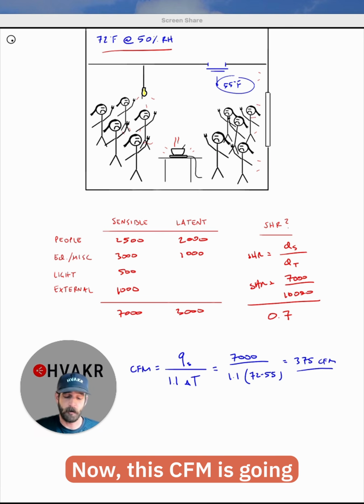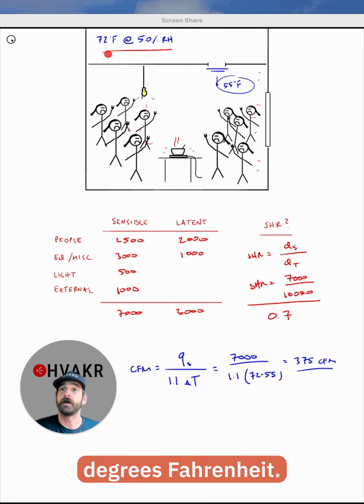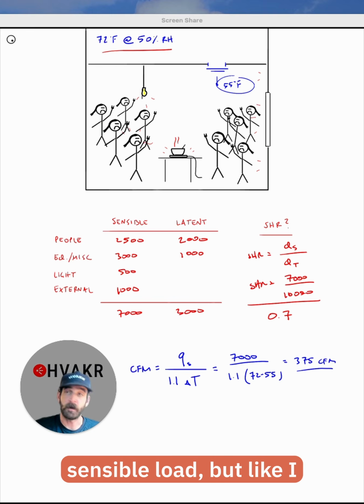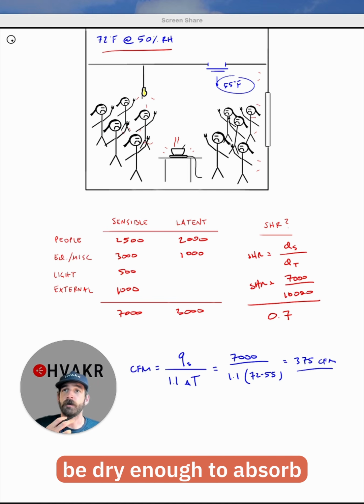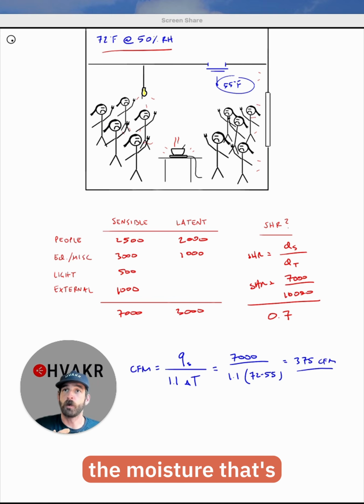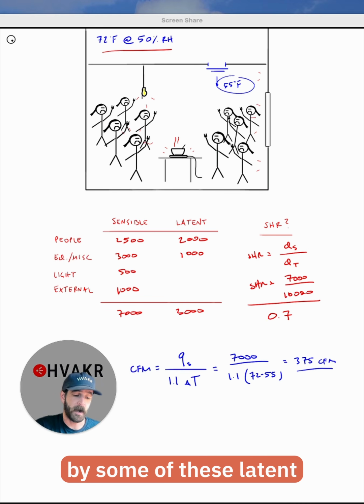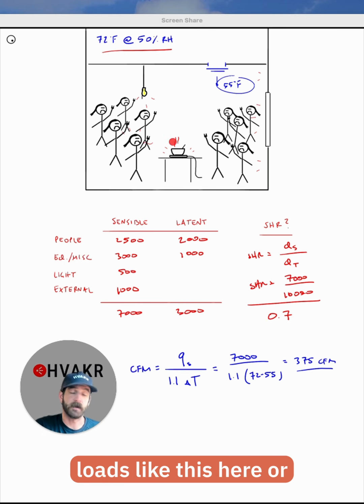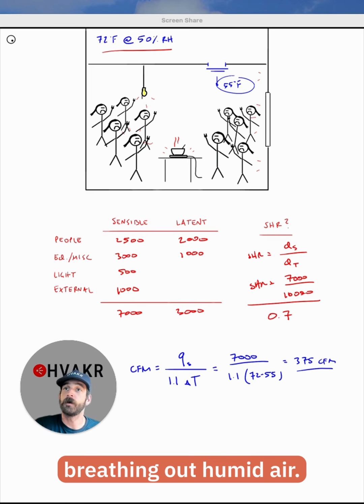Now, this CFM is going to bring us to 72 degrees Fahrenheit. It is going to handle that space sensible load. But like I said, we need the air to be dry enough to absorb the moisture that's being added to the space by some of these latent loads like this here, or just all the occupants breathing out humid air. To do this, let's look at the psych chart.